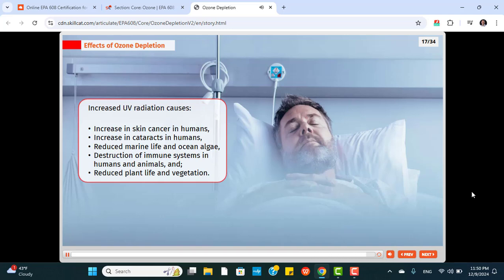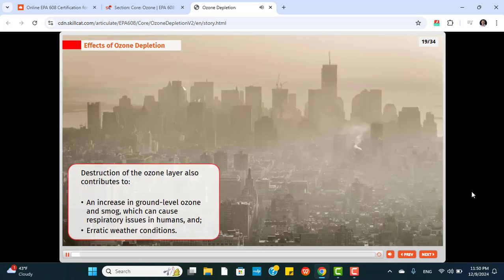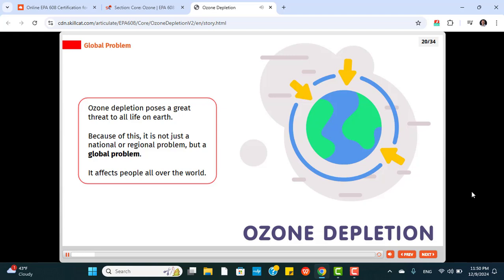Of the previously mentioned impacts of ozone depletion, the most serious threats to humans are increased skin cancer and cataracts. Destruction of the ozone layer also contributes to an increase in ground-level ozone and smog, which can cause respiratory issues in humans, and erratic weather conditions. Ozone depletion poses a great threat to all life on Earth. Because of this, it is not just a national or regional problem, but a global problem. It affects people all over the world.